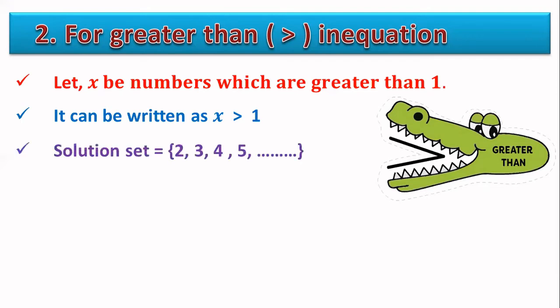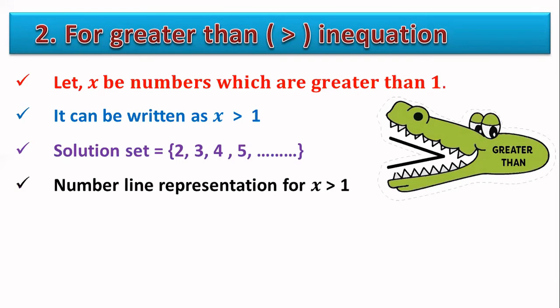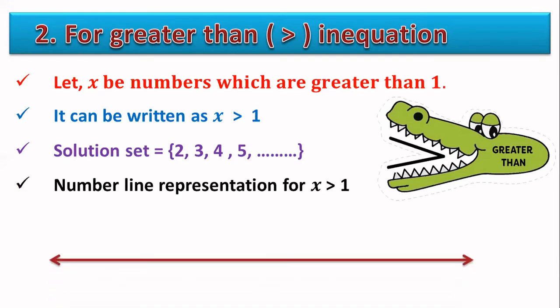Yes, the solution set for this inequation is 2, 3, 4, 5, and so on. Now, if we try to show this x is greater than 1 in our number line, then the number line representation will be like this. I think you have got some idea of how we can show it from our first less than inequation part. So now this time x is greater than 1.